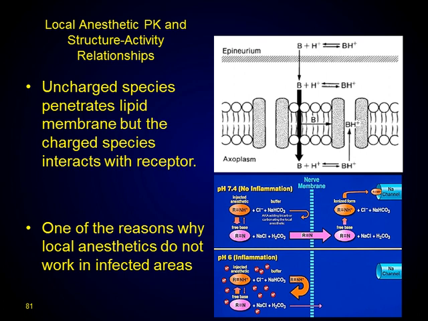How many people have tried to inject local anesthetic into an infected area? Did it work very well? And now you know why. What is the pH usually of an infected area? It's pretty low. And what do you have more of in that infected area? Hydrogen ions. And what kind of a drug is a local anesthetic? It's a weak base. So if it combines with that hydrogen, it becomes charged and it doesn't go anywhere. Now you know why injecting local anesthetic into an infected area doesn't work.